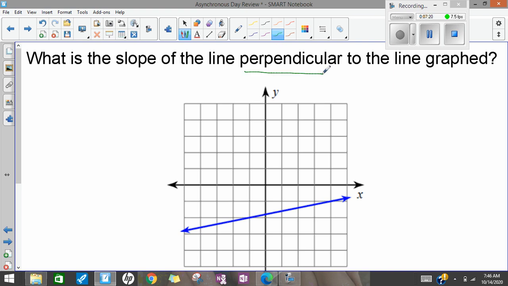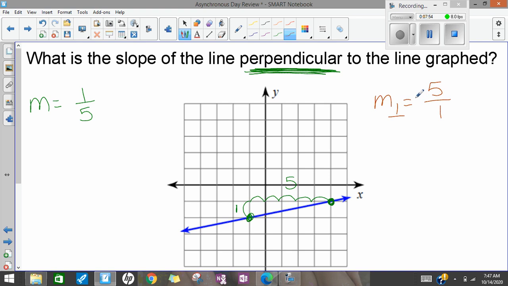Here I want the perpendicular slope. So in order to find the slope of a line perpendicular to this one, I'm going to find its slope. So I'll find 2 points. And I'll count from the left point up 1 to the right 5. It goes up to the right, so the slope is positive. So the slope of a perpendicular line, so any line that's perpendicular to this blue one, we're going to flip the fraction over and we're going to change its sign. So my original slope was positive, so my perpendicular slope is negative.